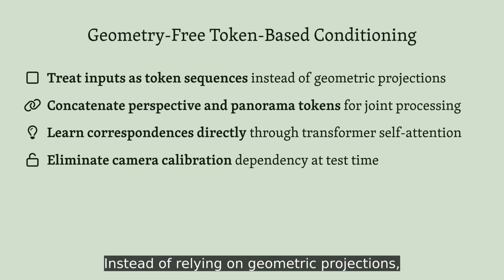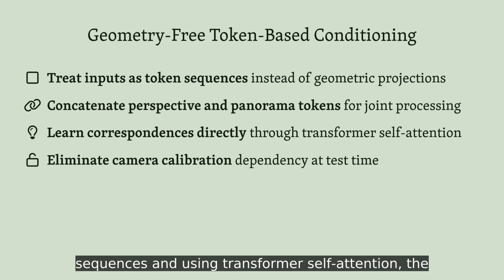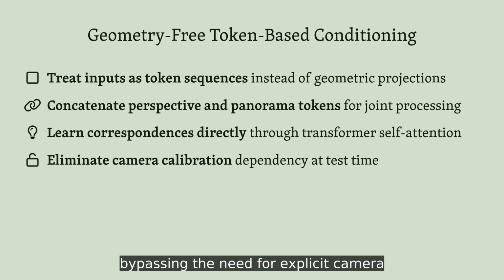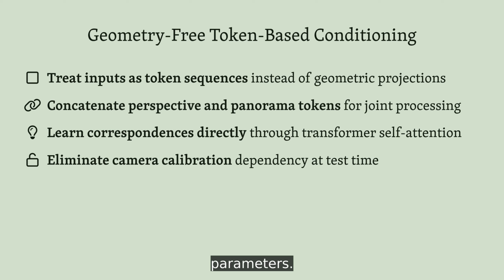Instead of relying on geometric projections, the researchers treat both the input perspective view and target panorama as sequences of tokens. By concatenating these sequences and using transformer self-attention, the model learns to understand spatial relationships and placement directly from data, completely bypassing the need for explicit camera parameters.